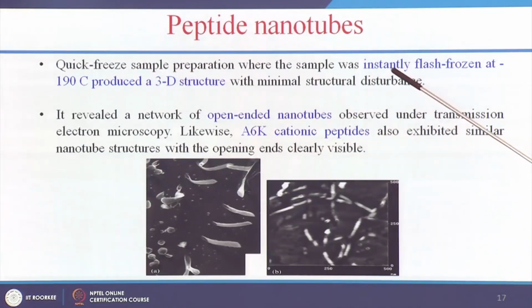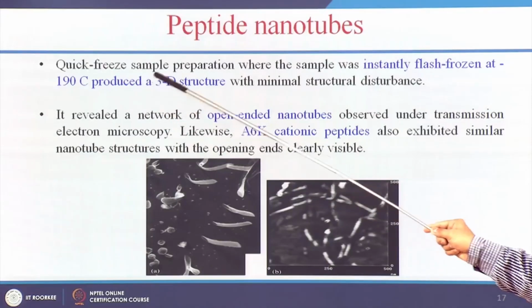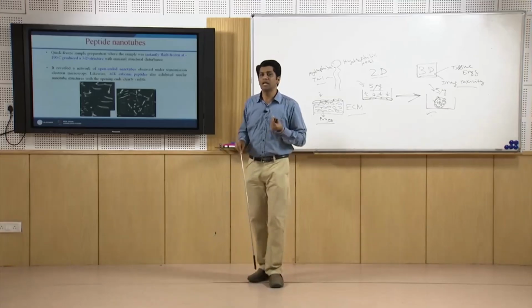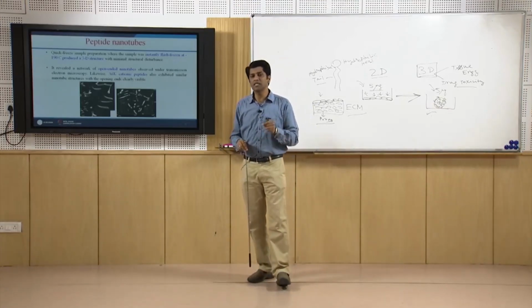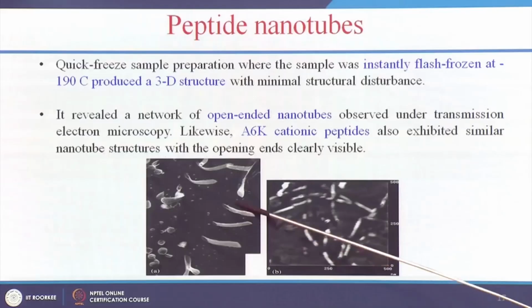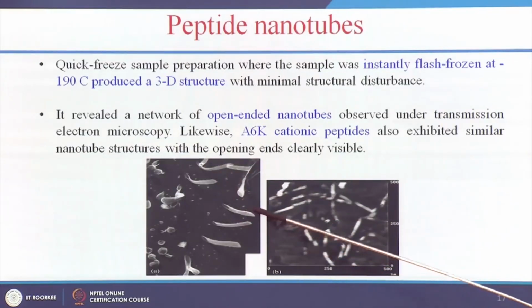So how do you do it? You instantly flash freeze your sample at minus 190 degrees Celsius, which will produce a 3-dimensional nanotube. You have the peptides in a solution and you immediately flash freeze at minus 190, that is in liquid nitrogen. That will assemble and form these nanotubes. If you see these nanotubes under an electron microscope, they show open-ended nanotubes.